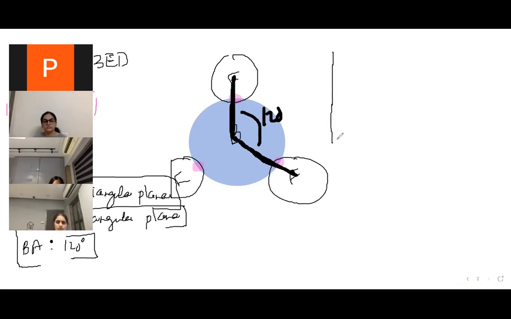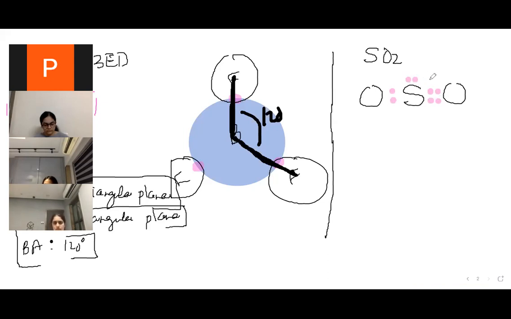Now we'll take another example. SO2. Lewis structure first. Don't decide anything without the Lewis structure, because the Lewis structure will tell you the details: how many electron domains, how many bonded, how many lone, all that. So the Lewis structure of sulfur dioxide is this. Yes, this is the Lewis structure of sulfur dioxide.